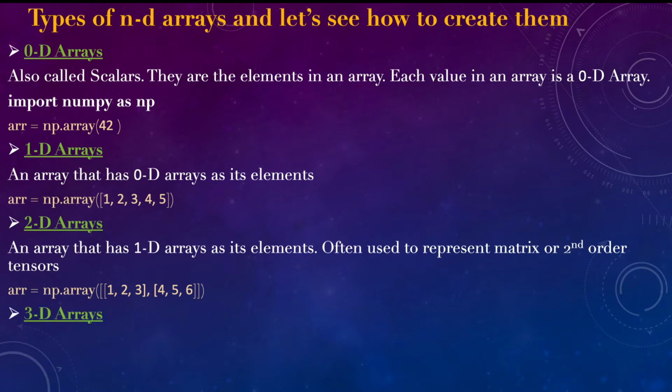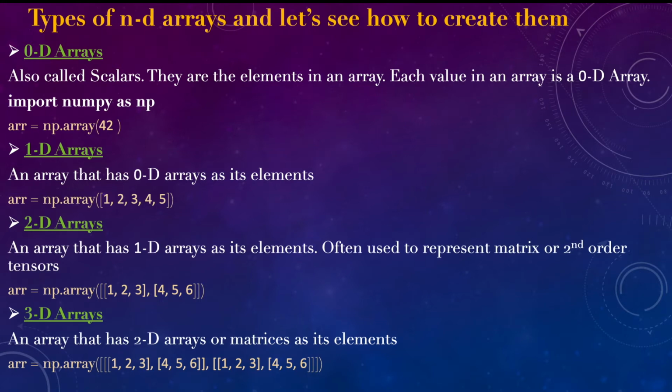Then we come to 3D arrays. In 3D arrays, we have a collection of 2D arrays or matrices. They are the elements. You have to pass a collection of 2D arrays to the numpy array function to create the 3D arrays.